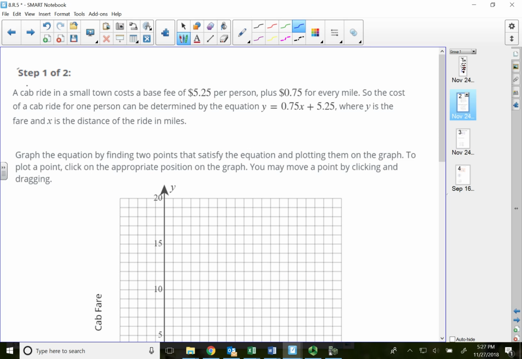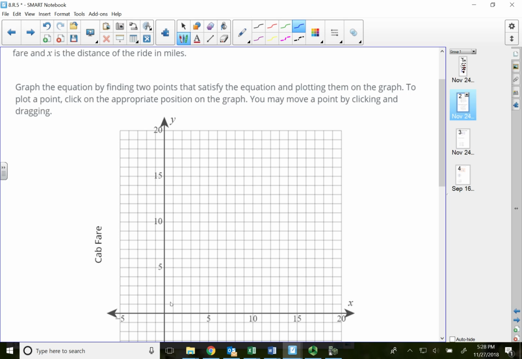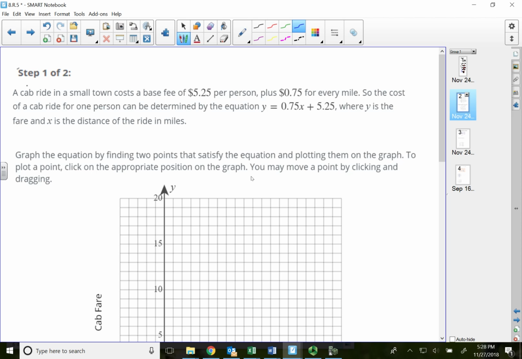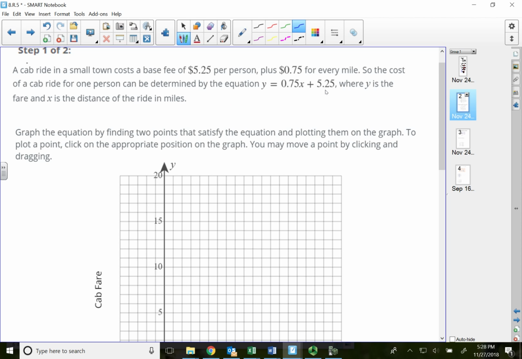All right, let's try one similar to it. This is just in the form of a word problem. This problem says a cab ride in a small town costs a base fee of $5.25 per person plus 75 cents for every mile. So the cost of a cab ride for one person can be determined by this equation, y equals 0.75x plus 5.25, where y, the y-axis, represents the money we're going to pay, and the x represents the distance in miles.